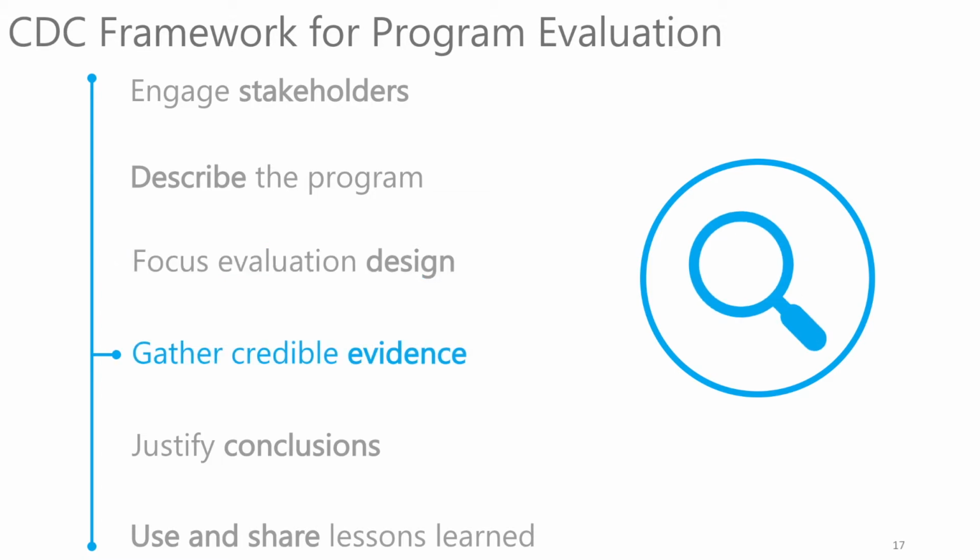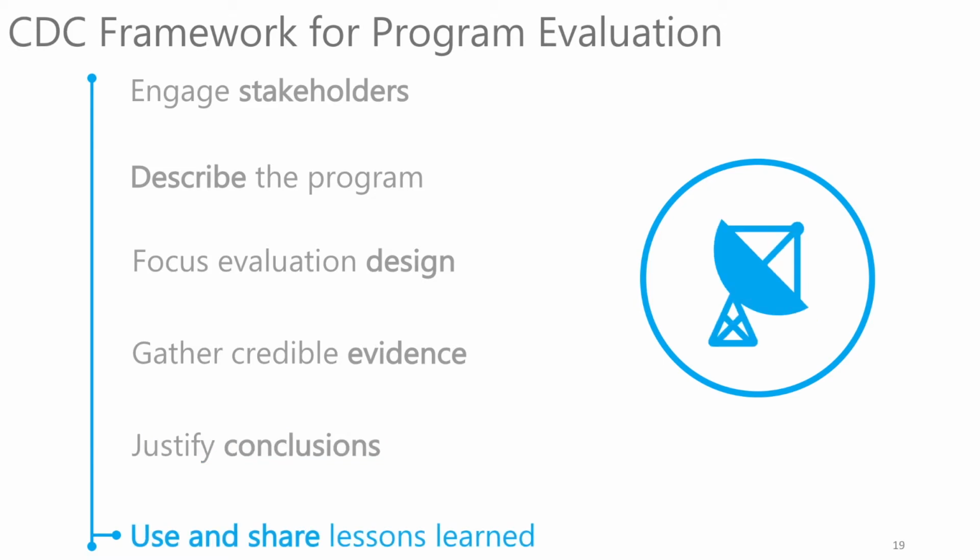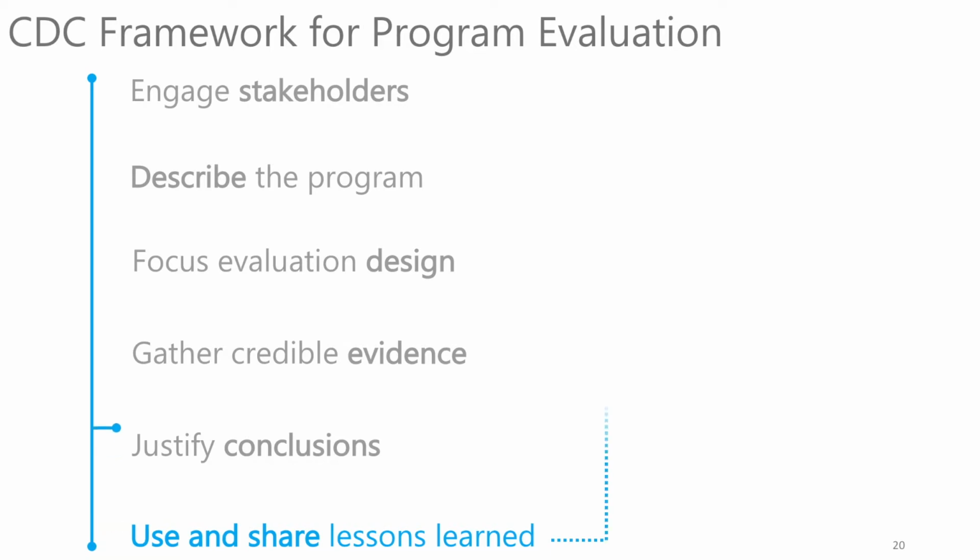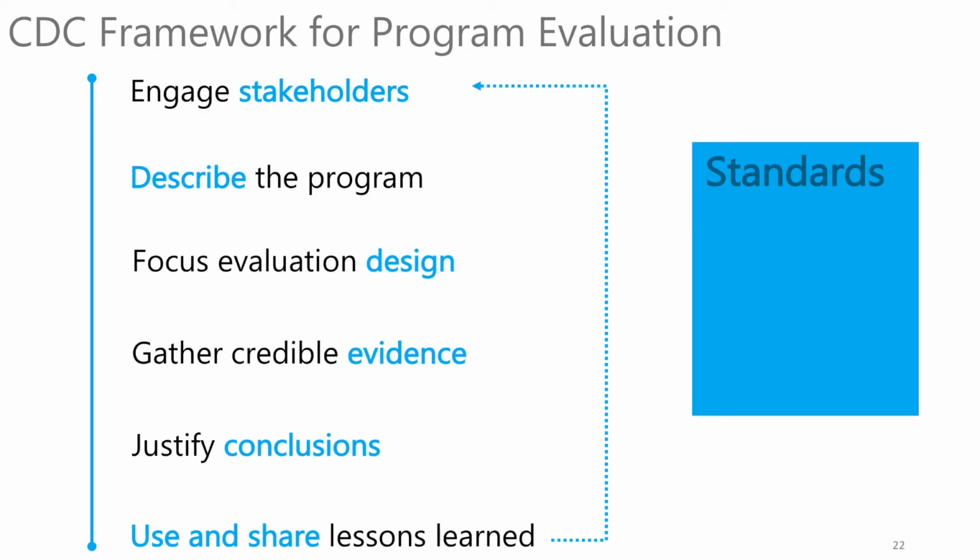From there, you collect your data or evidence and use that evidence to justify and explain your conclusions. And finally, you use and share the lessons learned. And when you're done with that, the process starts all over again, starting with engaging your stakeholders. In addition to these steps, there are some standards that apply to the entire project. These standards are feasibility, utility, propriety, and accuracy.